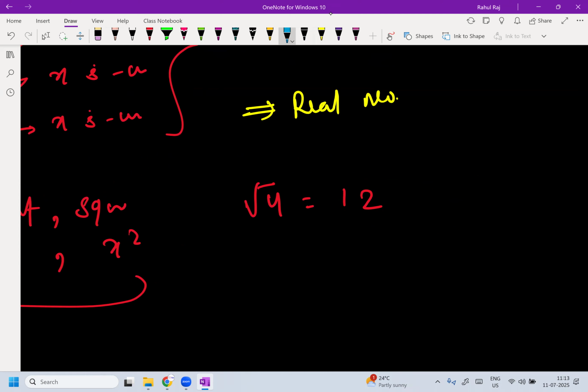Do not try to be smart, asking why it is positive 2 when you have read plus minus 2. Please don't do that. Just understand and remember it. Root 4 is 2, positive 2. Root 9 is positive 3. Root of 16 is positive 4.